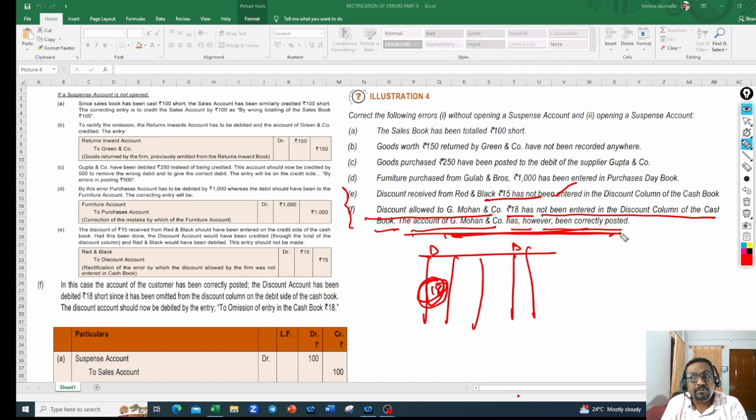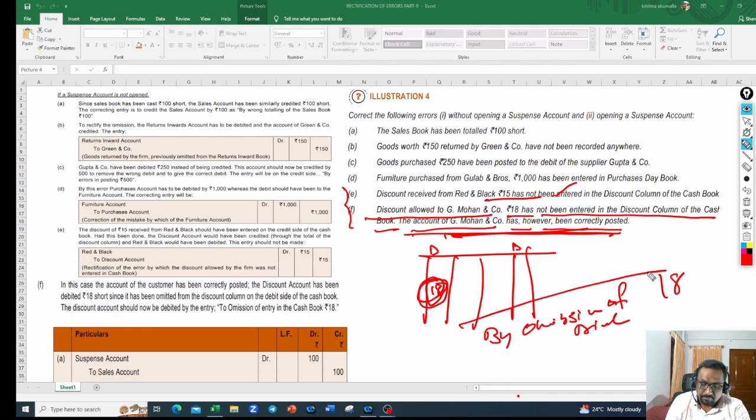But where was that impact not given? Only in discount. That means only one account got impacted. Since one account got impacted, you need to put a one-sided entry. What is that one-sided entry we put? We simply put, to omission of discount, 18 rupees in discount allowed column. We mention this in discount allowed account.